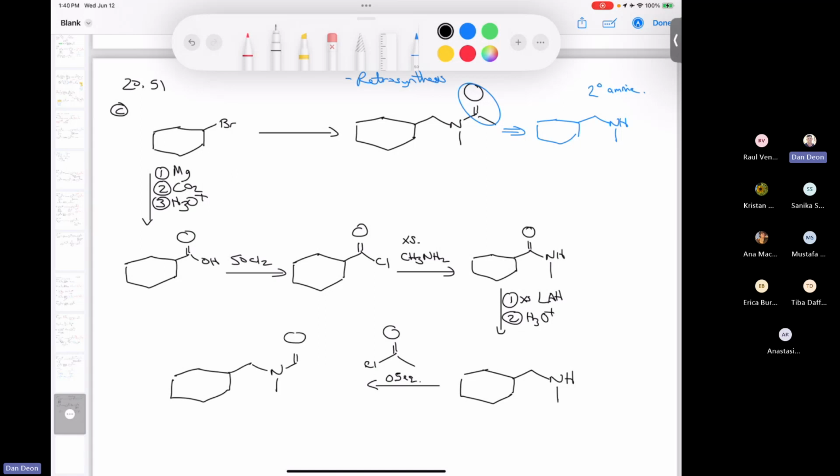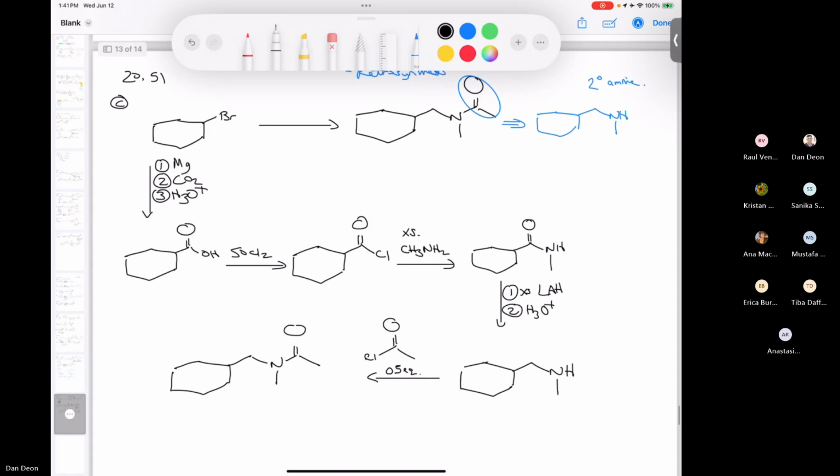So there you have it, folks. So how many total steps is this? 1, 2, 3, 4, 5, 6, 7, 8. A total of 8 steps. That's not a joke. You know? An 8-step synthesis is a pretty complex synthesis.